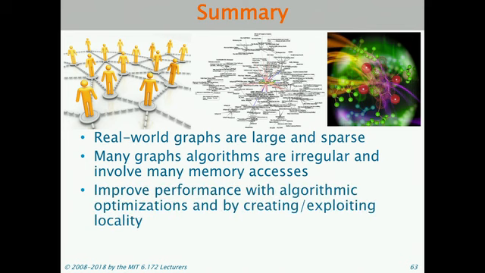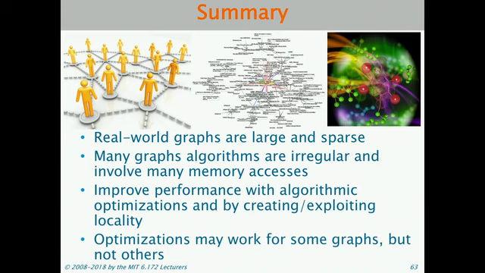And you can improve performance with algorithmic optimization, such as using this direction optimization. And also by creating and exploiting locality, for example, by using this bit vector optimization. And finally, optimizations for graphs might work well for certain graphs, but they might not work well for other graphs. For example, the direction optimization idea works well for power law graphs, but not for road graphs. So when you're trying to optimize your graph algorithm, you should definitely test it on different types of graphs and see where it works well and where it doesn't work.